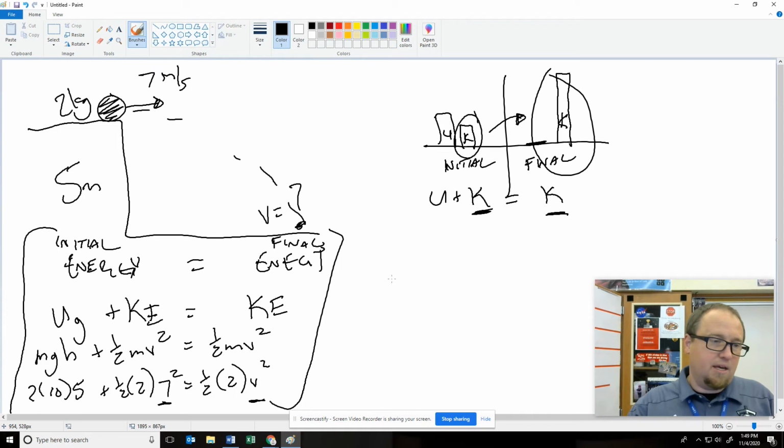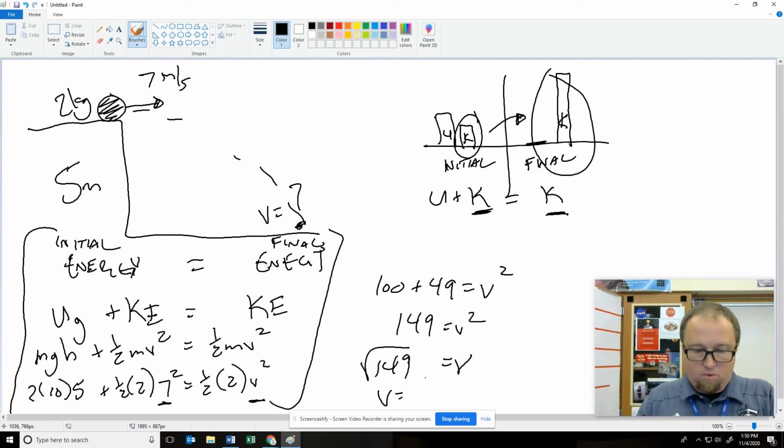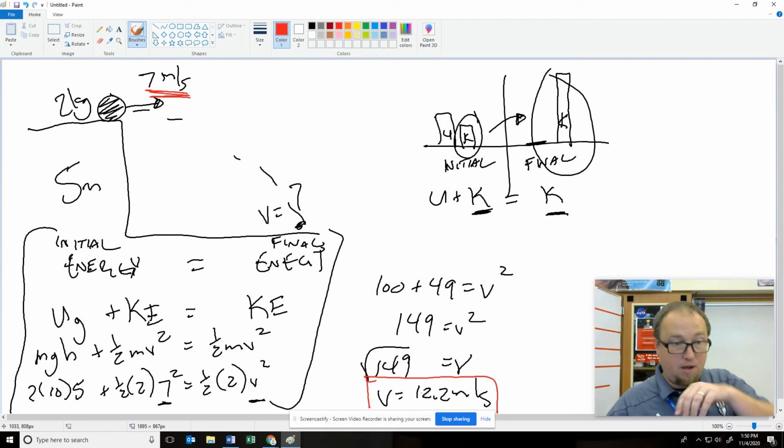So if you solve this out, you get 100 plus 49 equals v squared, because 1/2 times 2 is 1. So I get 149 equals v squared. So the velocity is square root of 149, 12.2. And notice, it started at 7, and now we're going at 12.2. So it increased, it gained through that process.